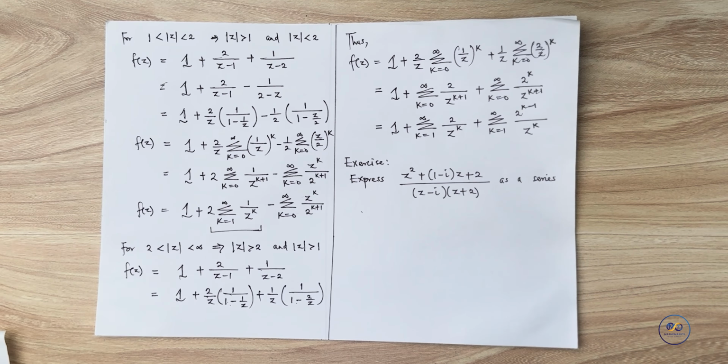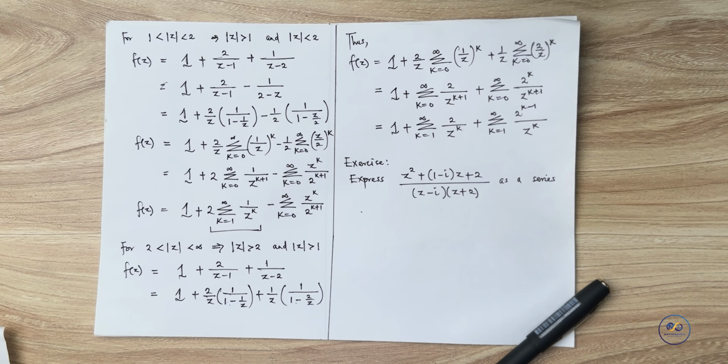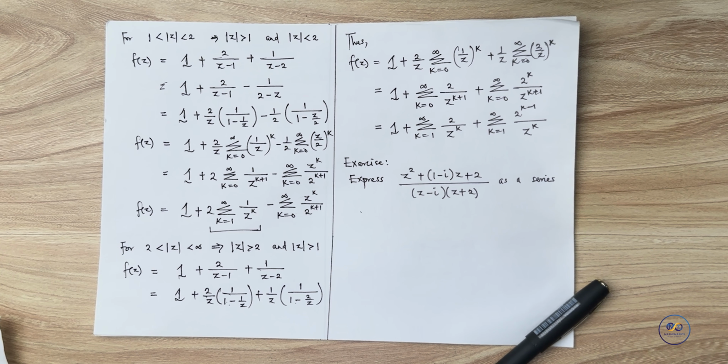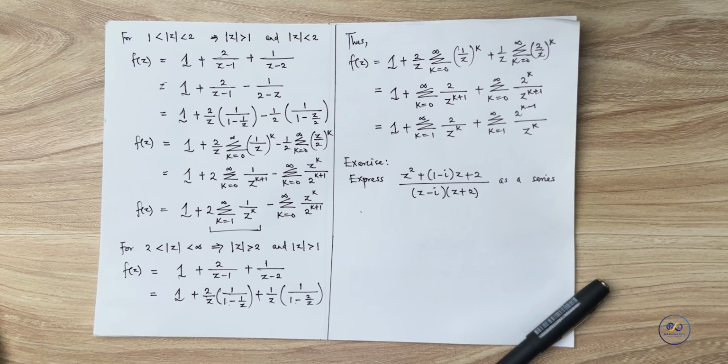So we have to express z squared plus 1 over z minus iz plus 2 as a series, as a Laurent series. So, of course, check the degrees. Do you need to do long division? If so, do it. Next, find out the poles. Or do your partial fraction first. Then find out the poles. Then find out the regions.